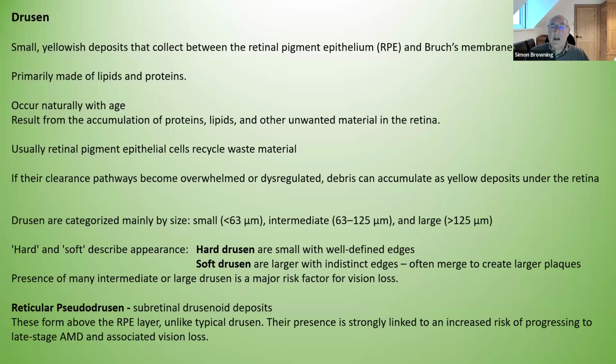Hard drusen are small, with very well defined edges. They look very discrete in their appearance, as opposed to soft drusen that are much more amorphous in their appearance. They're much larger, with indistinct edges, and they will often merge to create these large drusen plaques that you see in the periphery. And if you're seeing intermediate or large drusen, this is telling you this is a major risk factor for vision loss going forward.